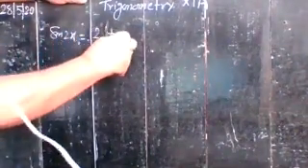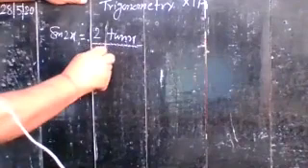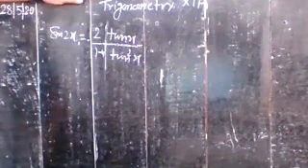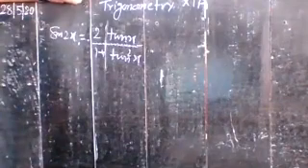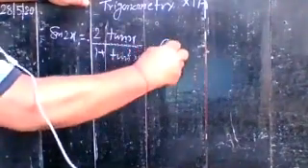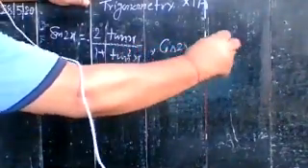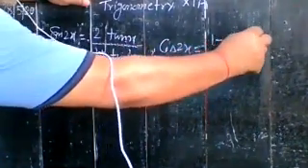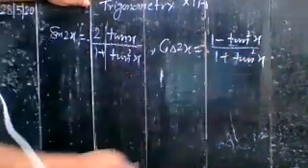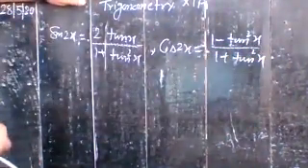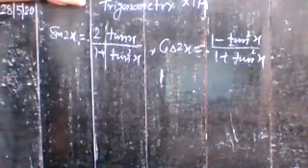Sine 2x is equal to 2 tan x upon 1 plus tan square x. Yes, right, that identity also. Sine 2x is equal to 2 tan x upon 1 plus tan square x, and cos 2x is equal to 1 minus tan square x upon 1 plus tan square x. So you learn these two identities also.